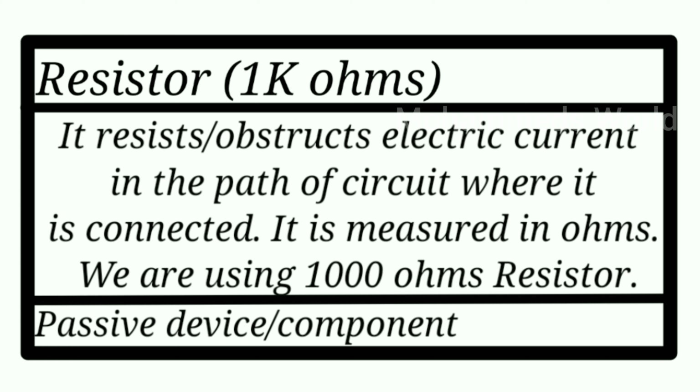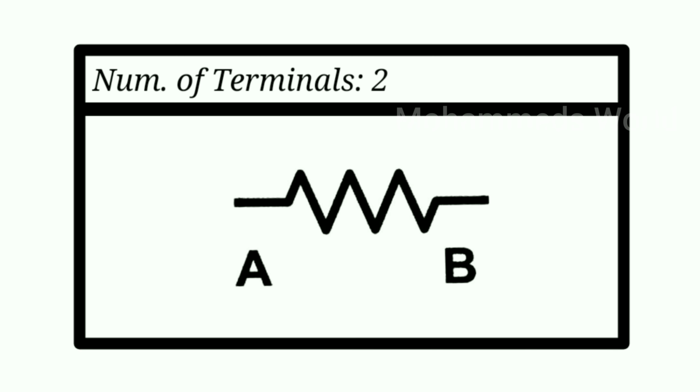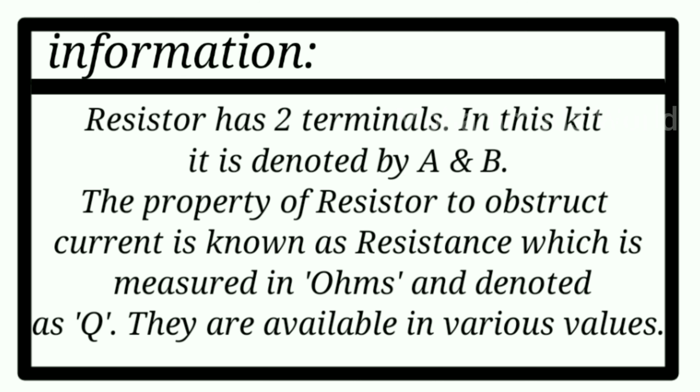Resistor 1 kilo ohms. It restricts or obstructs electrical current in the path of the circuit where it is connected. It is measured in ohms. We are using a 1000 ohms resistor. Passive device and component. Resistor has two terminals. Information. Resistor has two terminals in this kit. They are denoted by A and B. The property of a resistor to obstruct current is known as resistance, which is measured in ohms and denoted by the symbol omega. They are available in various values.